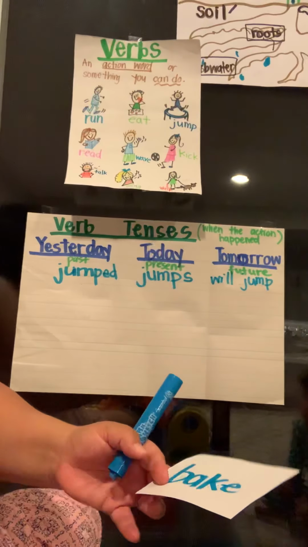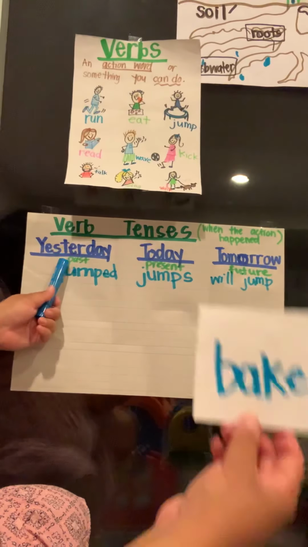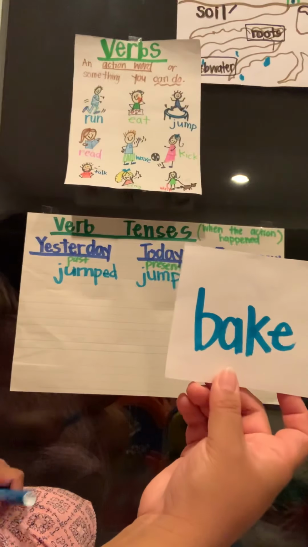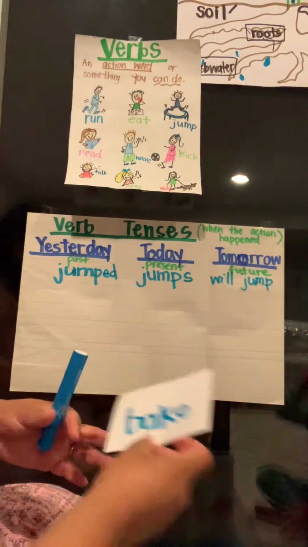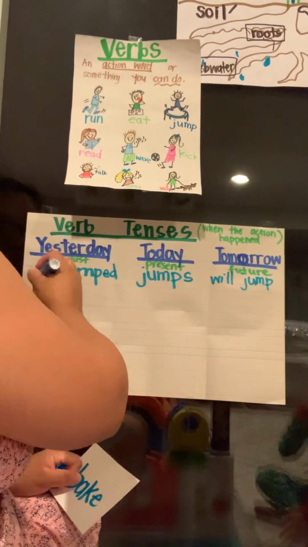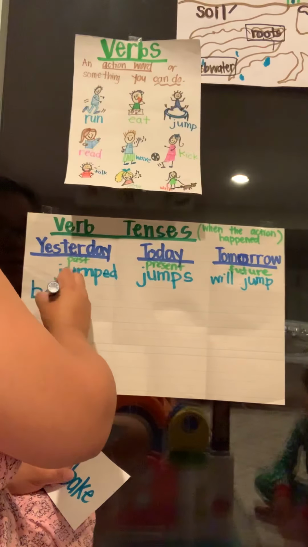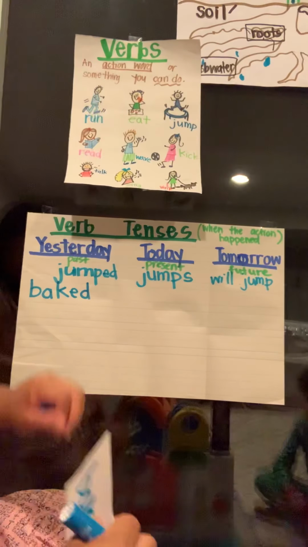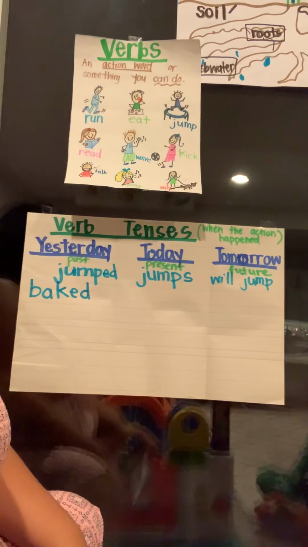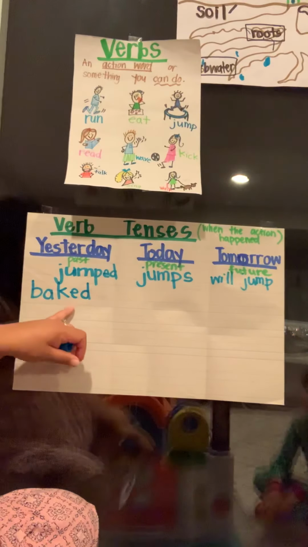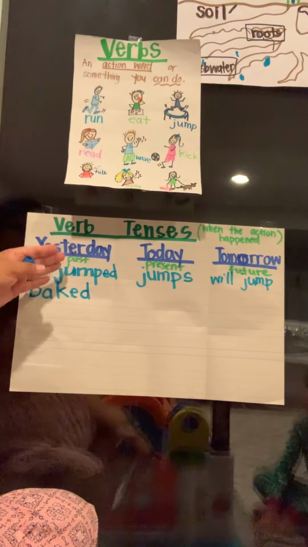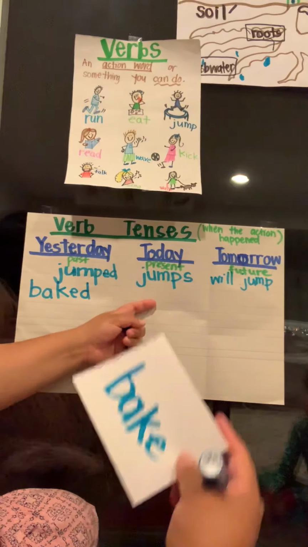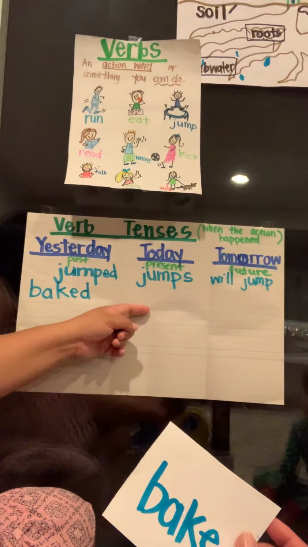So let's say, yesterday, Sophia baked. Yesterday, Sophia baked cookies. So let's write bake. And I said at the end, we have to have ED, right? It sounds like a T, but it's ED. Yesterday, the past tense of bake is baked. The present tense of bake, it's happening today.